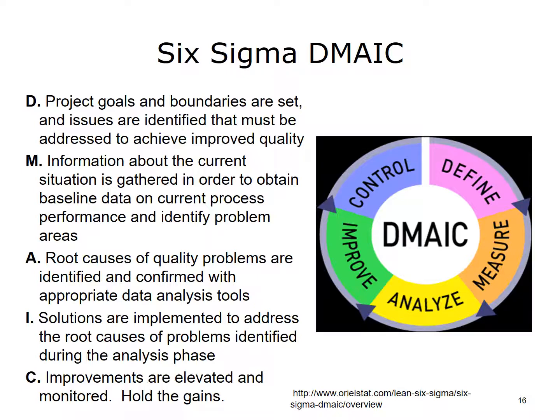These are described here. Define. Project goals and boundaries are set, and issues are identified that must be addressed to achieve improved quality. Measure. Information about the current situation is gathered in order to obtain baseline data on current process performance and identify problem areas. Analyze. Root causes of quality problems are identified and confirmed with appropriate data analysis tools.